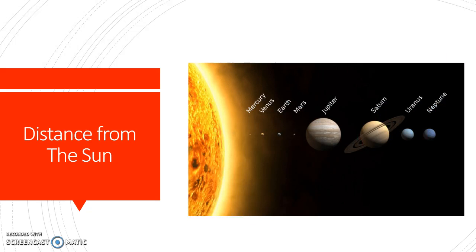And lastly, the most important factor is probably the most obvious of all, and that is Earth's distance from the sun. Earth is just the right distance from the sun. It's not too far. It's not too close. So just the right amount of solar radiation hits the Earth and allows for life to be made and for life to grow.